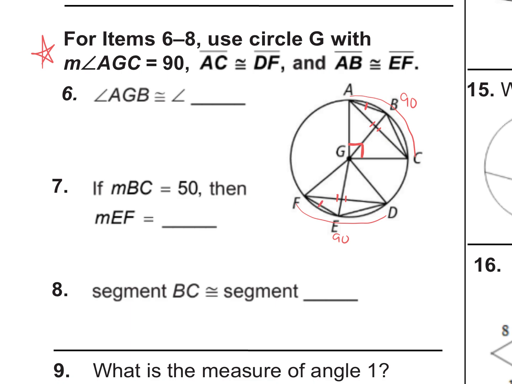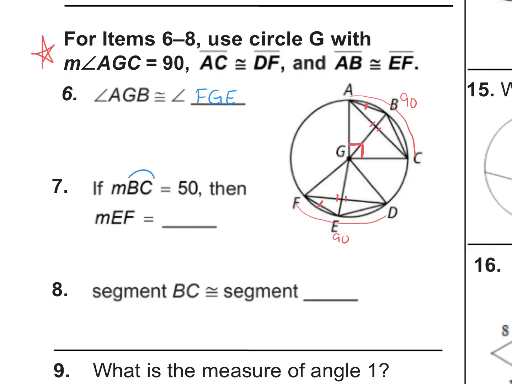Okay. All right, let's look at number 6. It says angle AGB is congruent to what angle? Thoughts? FG. Yeah, why? What gave it away? Because FE and AB. Yeah, it tells us their chords are the same, so we know their angles have to be the same. Does the order that you write this in matter? Yes. Okay, you have to make sure the angles match up.